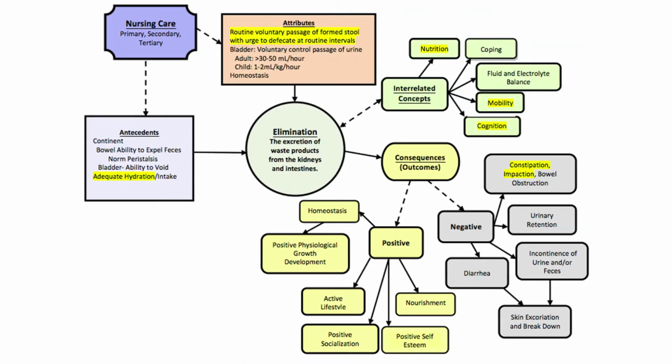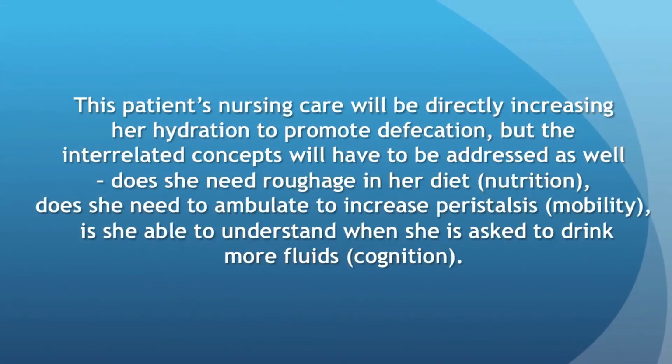interrelated concepts kicking in. And with the patient, if we look at this patient as their self, then we address her in a very unique manner. So summarizing again, this patient's nursing care will be directly increasing her hydration to promote defecation. But the interrelated concepts will have to be addressed as well. Does she need roughage in her diet? Does she need to ambulate to increase peristalsis? Is she able to understand when she is asked to drink more fluids?